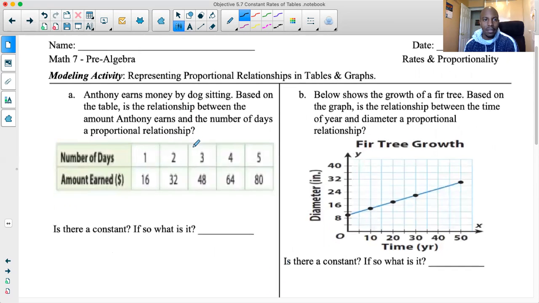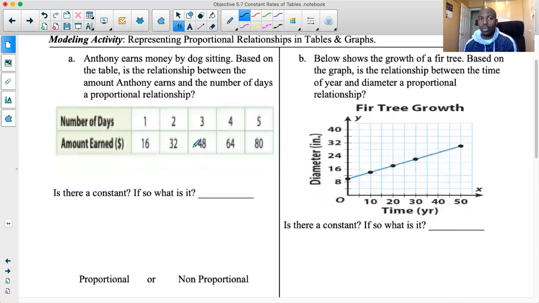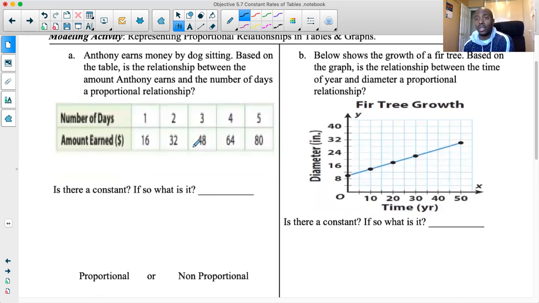This modeling activity that's here, I'm going to do 2 modeling activities for you. One is going to be determine if this table is proportional, and modeling B, I'm going to determine if this graph is proportional. All right. So take a second with me. Let's look at each one.